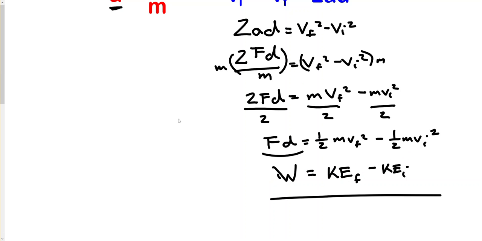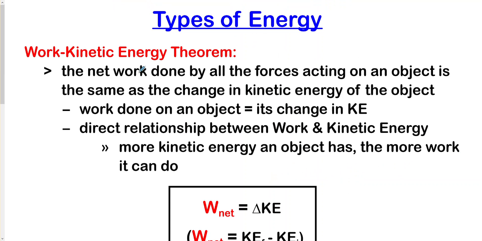And that's called the work kinetic energy theorem, which is that the net work done by all the forces acting on an object, right? Because it has to be net work, so all the forces, is the same as the change in kinetic energy of the object. So the work done on an object is equal to its change in kinetic energy. And therefore there's a direct relationship between work and kinetic energy.